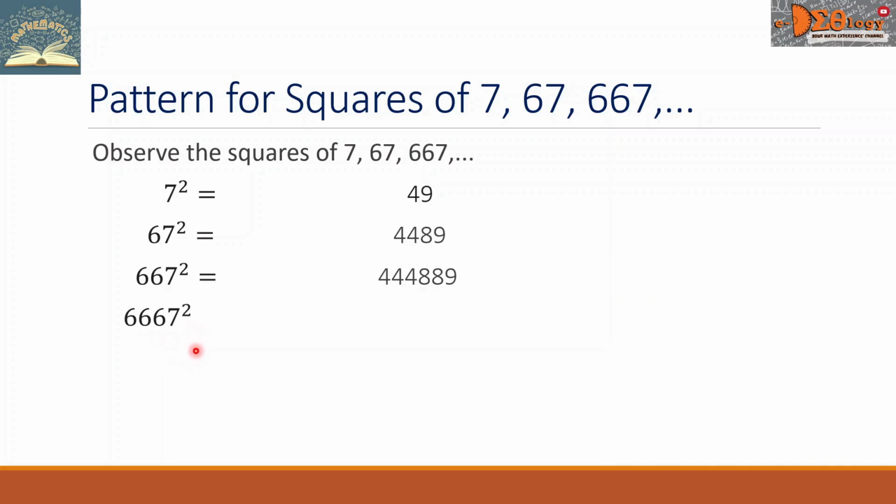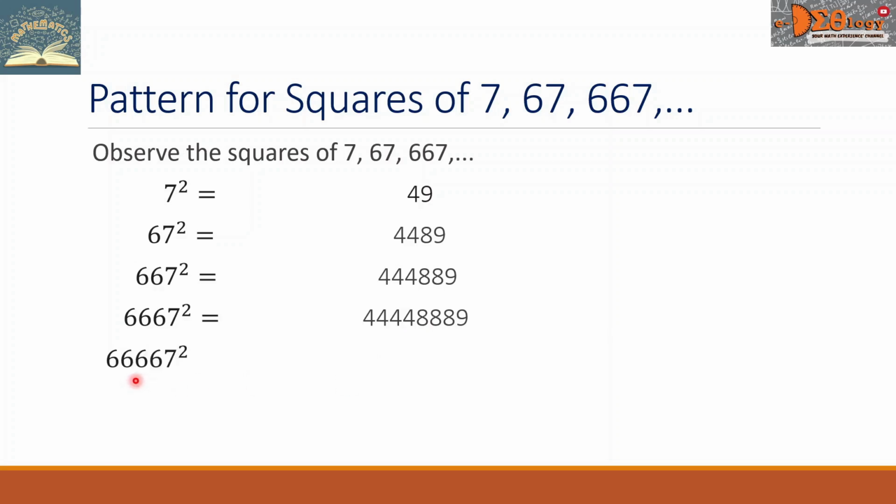6,667 squared. And this is the answer. The number starts with 4 and ends with 9. In between, there are pairs of 4 and 8. This is the first pair of 4 and 8, another pair of 4 and 8, and this is the third pair of 4 and 8. We have here 3 digits of number 6. It corresponds to 3 pairs of 4 and 8.